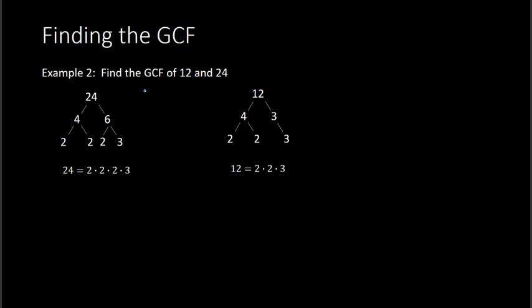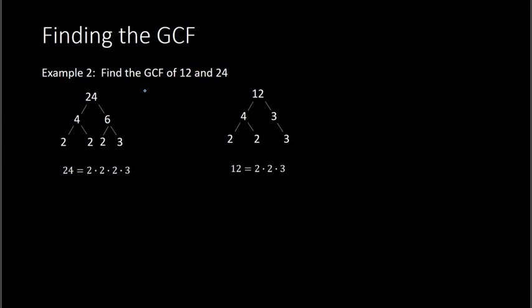All right, here's another example. Find the greatest common factor of 12 and 24. So once again, break down 24. That's 4 times 6. 4 is 2 times 2, and 6 is 2 times 3. So 24 is a product of 2 times 2 times 2 times 3. And then 12 can break down as 4 times 3. 4 can break down as 2 times 2. So 12 is a product of 2 times 2 times 3.